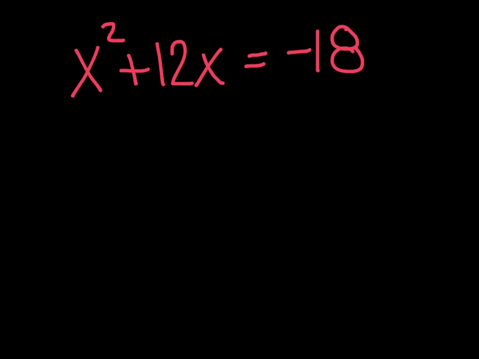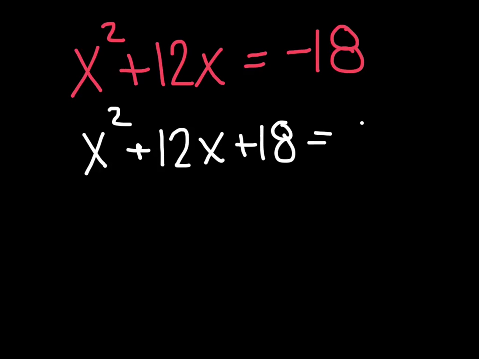x squared plus 12x equals negative 18. Now my first gut is to always set this thing equal to 0 first. x squared plus 12x plus 18 equals 0. Because I want to see if I can factor. It's always easy to factor.